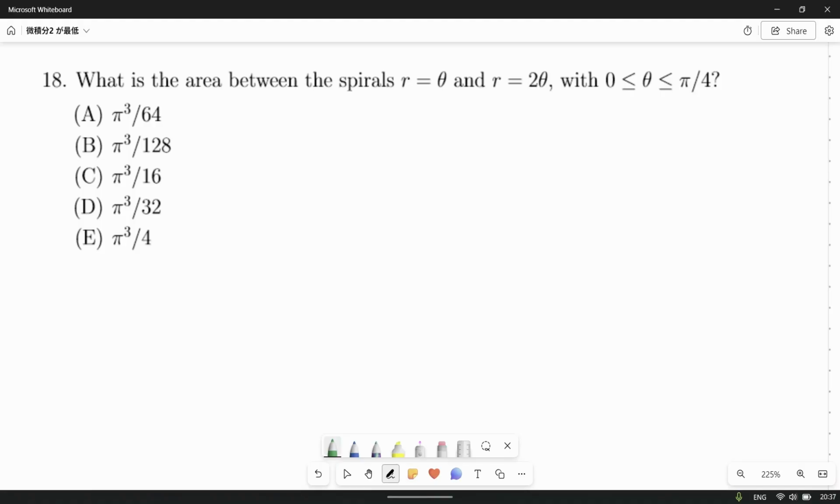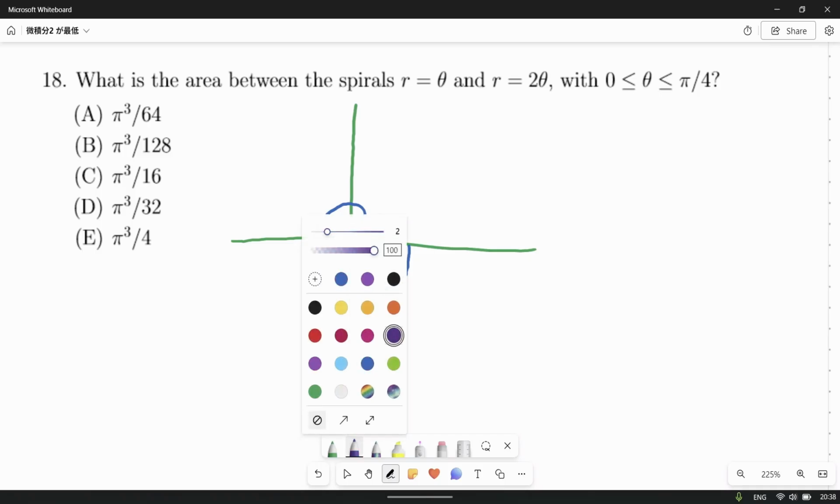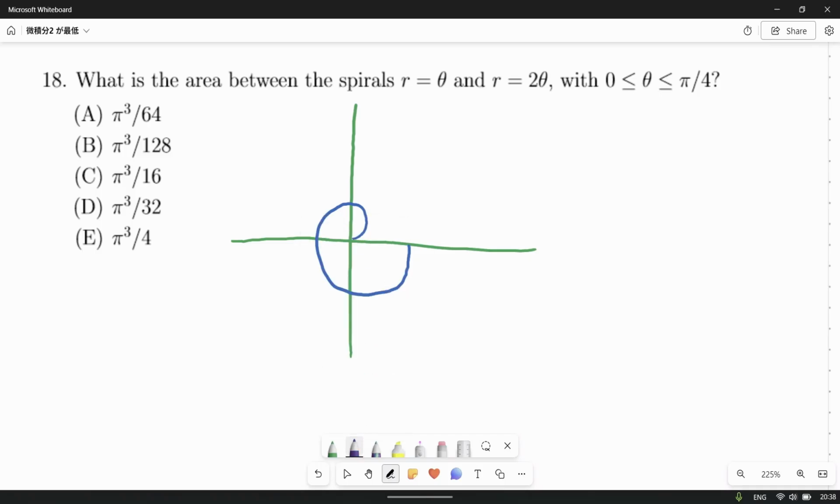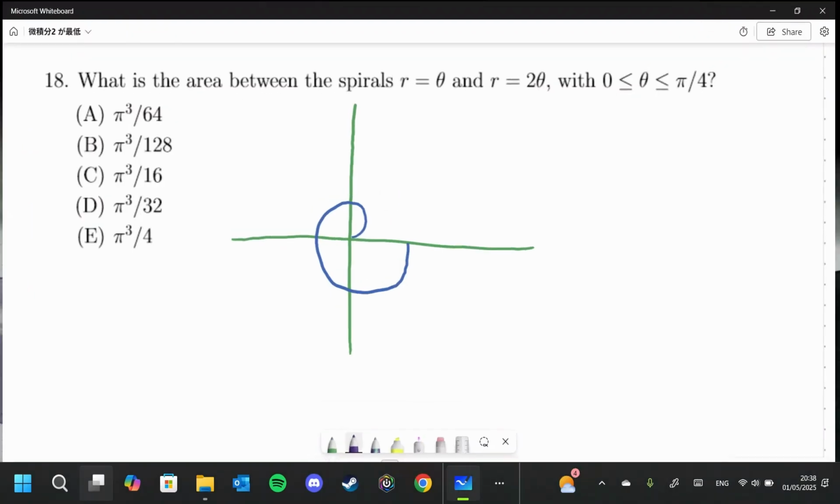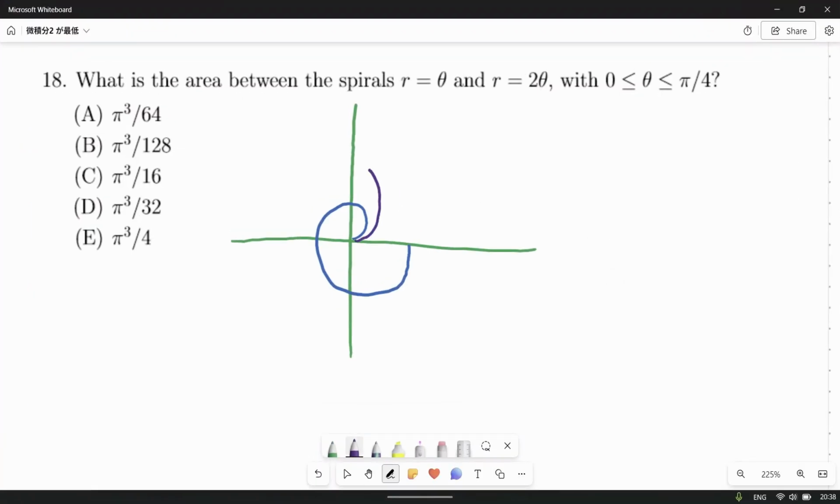Before I go about evaluating this, I'm also going to draw out a little graph here just to give us an idea of the area that we're trying to find. That should make it easier to visualize, and it'll make more sense why the computation is what it is. To start with, the first spiral of r is equal to theta is going to look something like this. And then the second spiral of r is equal to 2 theta is just going to be the same thing but bigger. So it's going to spiral out looking like this.